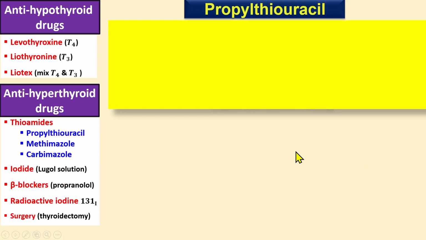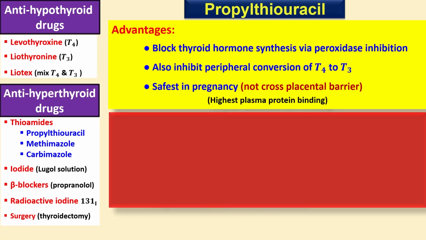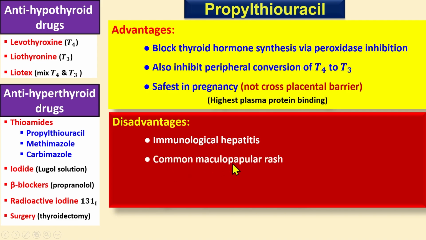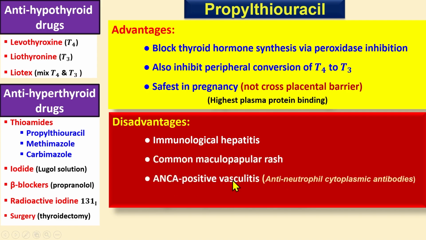If you look at propylthiouracil, there are some advantages and disadvantages; you can compare them. It is the safest in pregnancy because it is highly plasma protein bound, so limited amounts can cross the placenta. This is the pharmacology of propylthiouracil. The disadvantages: it can cause immunological hepatitis, a common macular rash, ANCA positive vasculitis, and agranulocytosis in Graves disease. So these are some side effects associated with propylthiouracil.